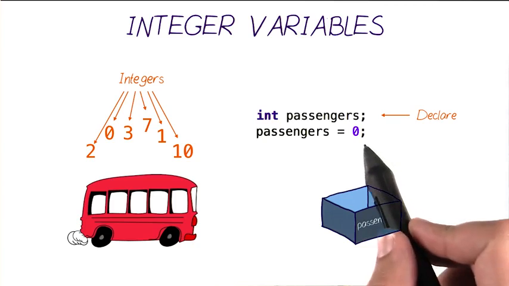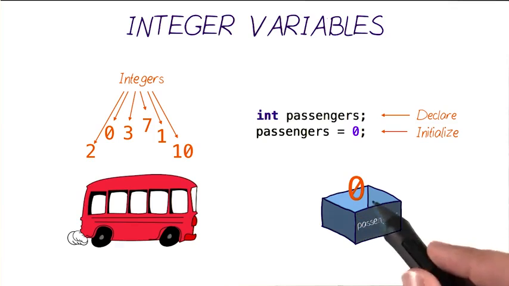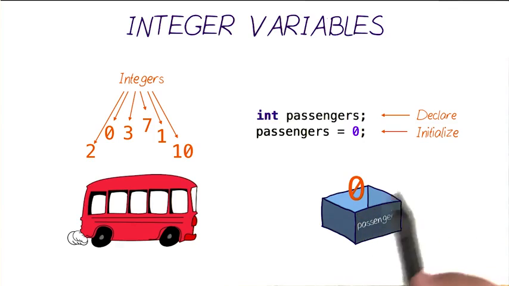And then never forget that semicolon at the end. This is basically as if we've inserted the number 0 in our box. What we just did here is called initializing our variable, or giving it an initial value basically. So, there you go. Now our passengers variable has the value 0 in it, which means our bus has 0 passengers. Let's start updating it.